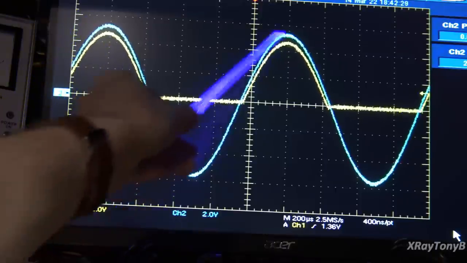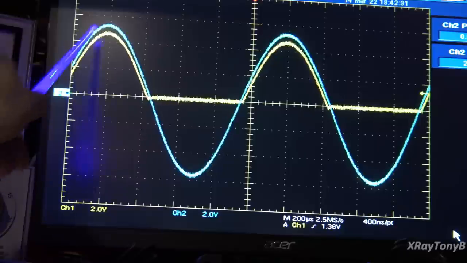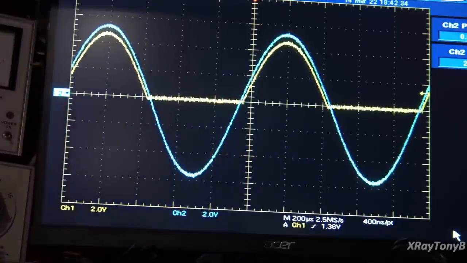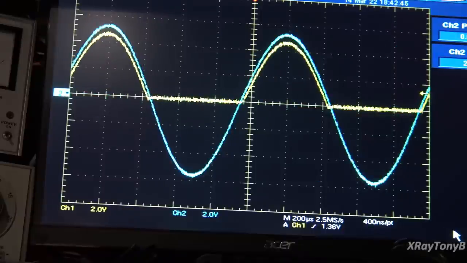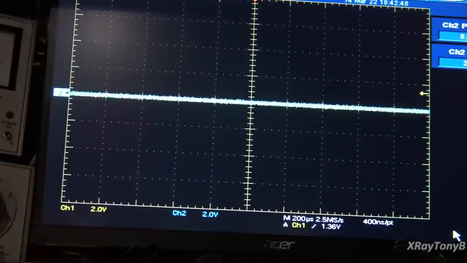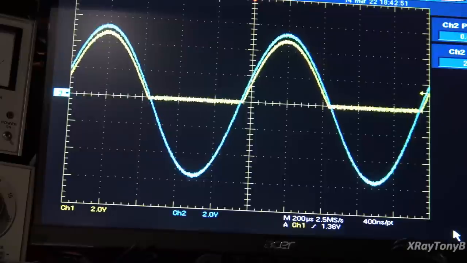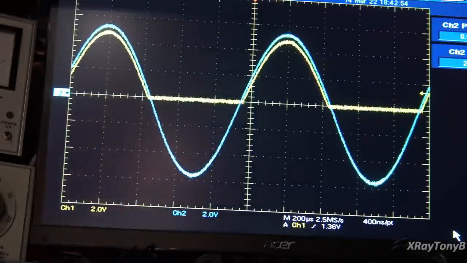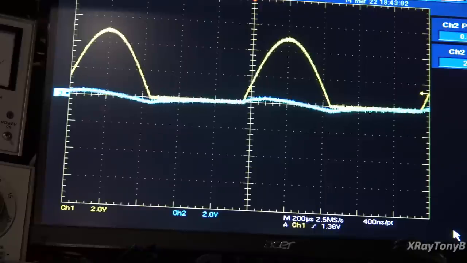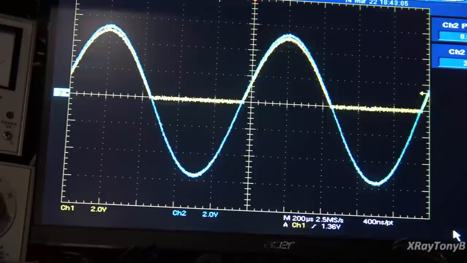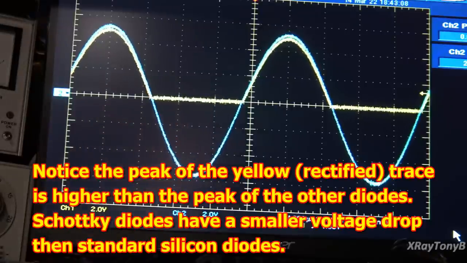So here is the AC going into the diode. And here is what's coming out of the diode, and you can see it's a half-wave rectified signal. It looks perfect. Okay, let's move everything now over to the UF4001, which is the ultra-fast diode. And it really doesn't look any different, does it? It looks just the same. And if we move over to the Schottky diode, again, looks about the same.